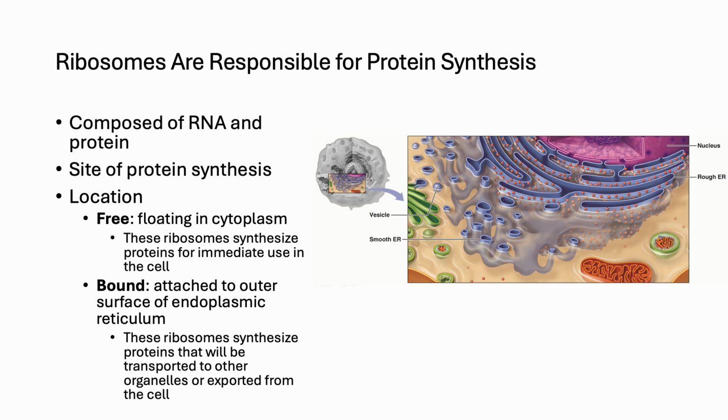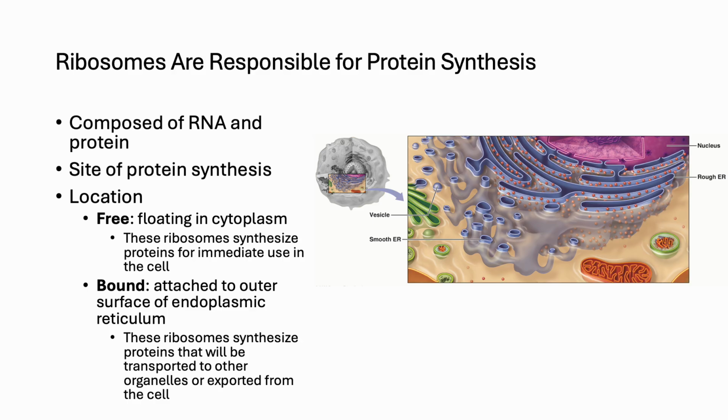Ribosomes are small but essential structures where proteins are made. They are composed of ribosomal RNA and proteins that assemble amino acids into polypeptides according to the instructions carried by the messenger RNA. Ribosomes can be free in the cytoplasm or bound to the surface of the rough endoplasmic reticulum. Free ribosomes produce proteins that function within the cell itself, while bound ribosomes make proteins that are destined for secretion, insertion into membranes, or delivery to organelles.